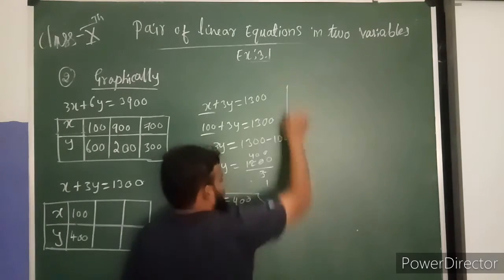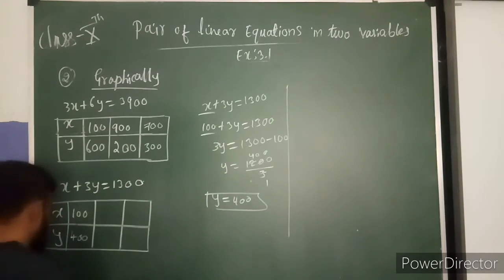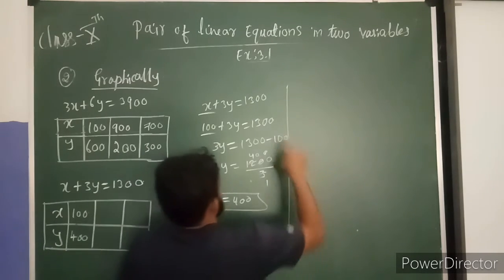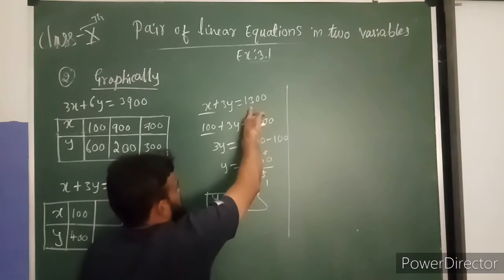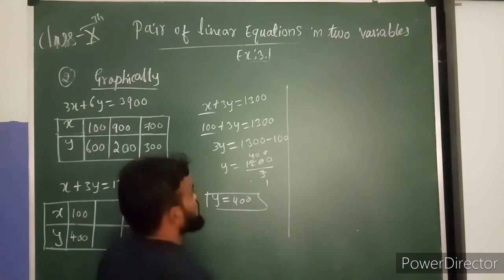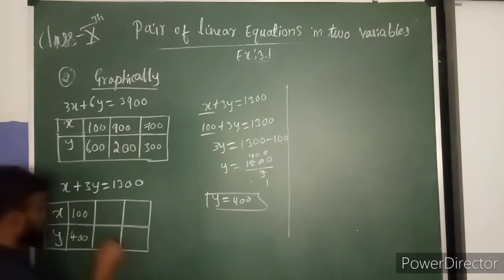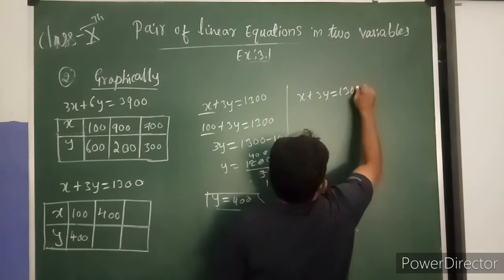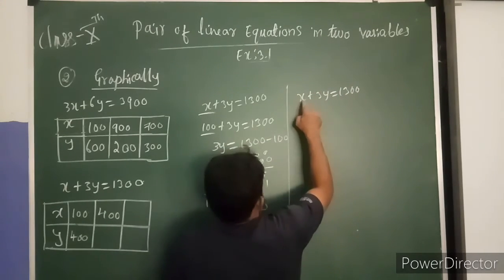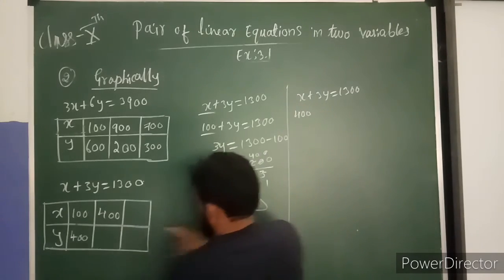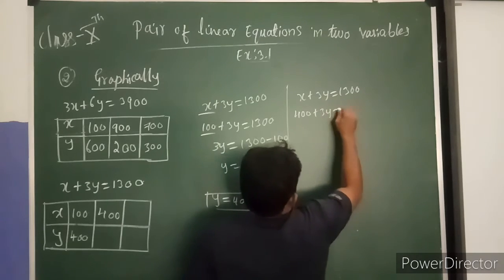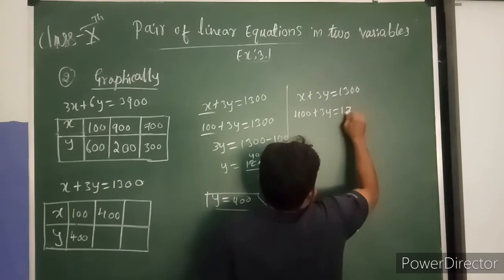Next, what do we have to take? Next, 100 we have taken. Now we can take still what number? So we can take 400. Yes, 900 will come. 1300 minus 400 is 900, right? So that's why we should take 1300 minus 400. Now we can take x plus 3y is equal to 1300, and after that x is 400. What is the value of x? x is 400 we have taken here. x plus 3y is equal to 1300.